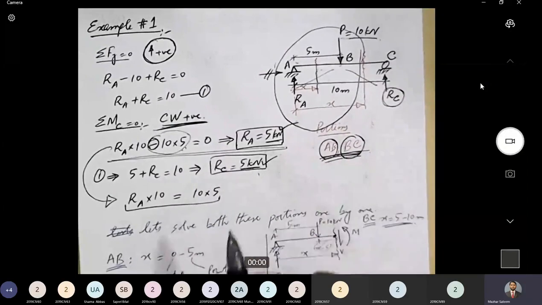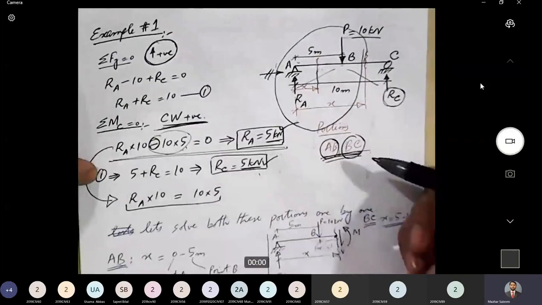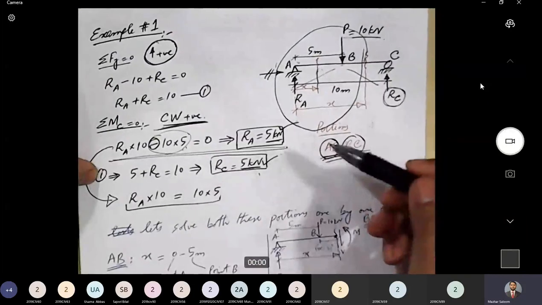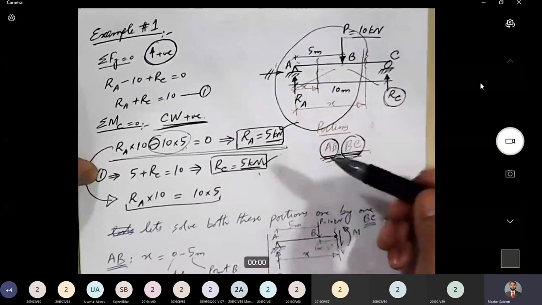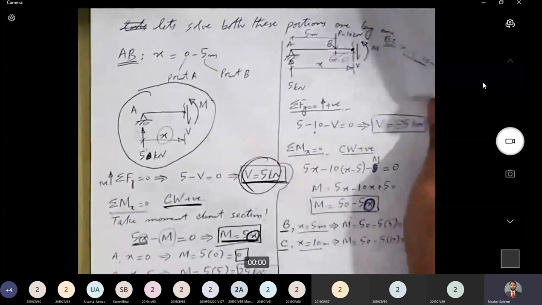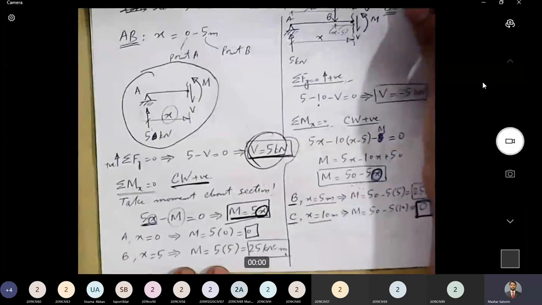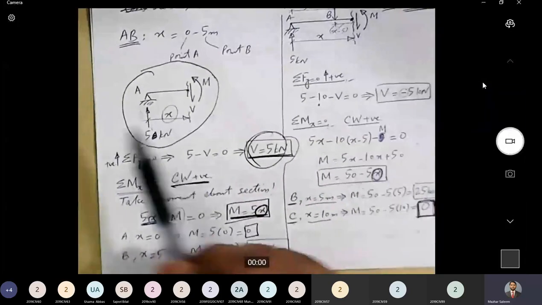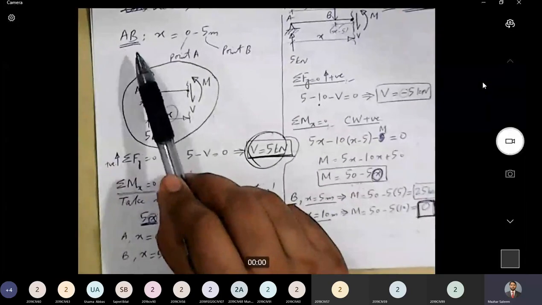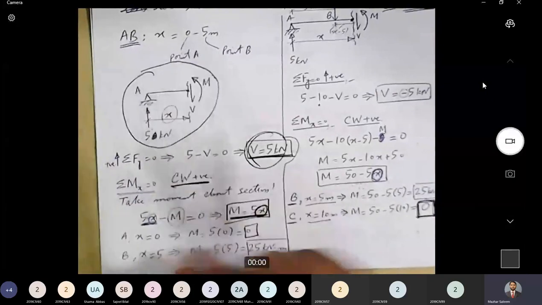Now, once the portions are defined, the next step is to consider these portions one by one and draw their free body diagram and write down the equations for shear force and bending moment. So let's see how to do that. All right, here we are. So the first portion is portion AB, and the range of X for portion AB is from 0 to 5 meters.